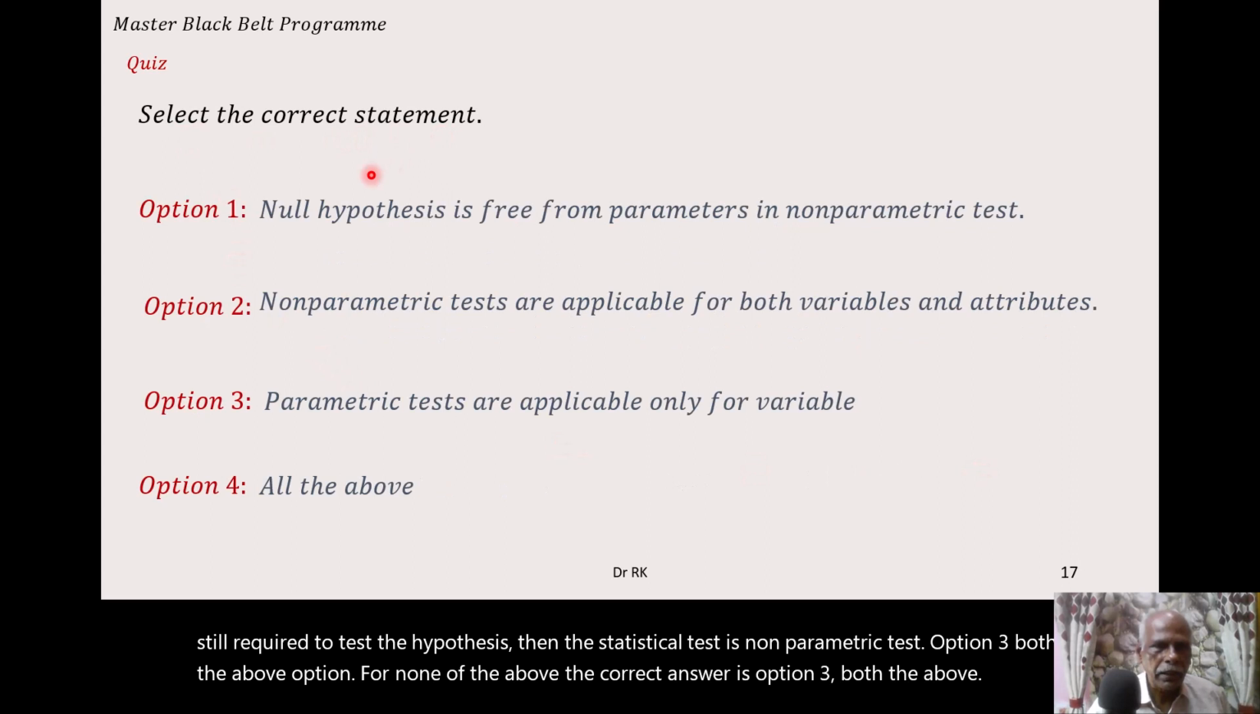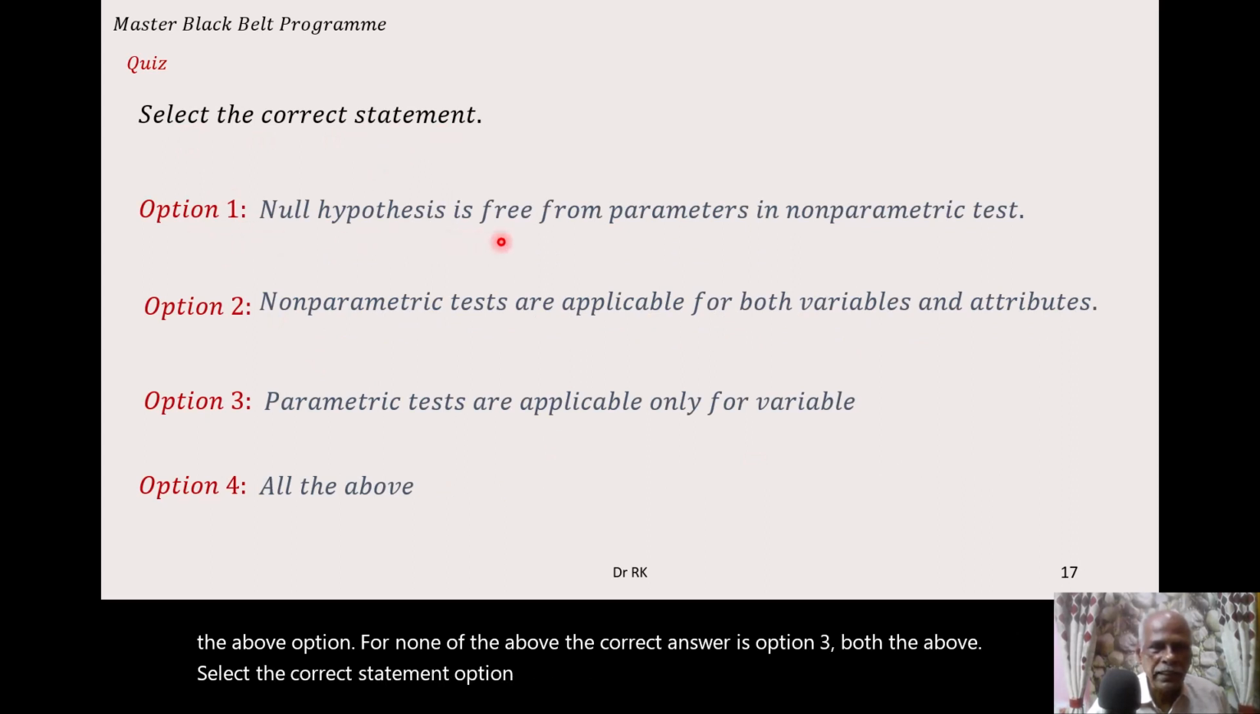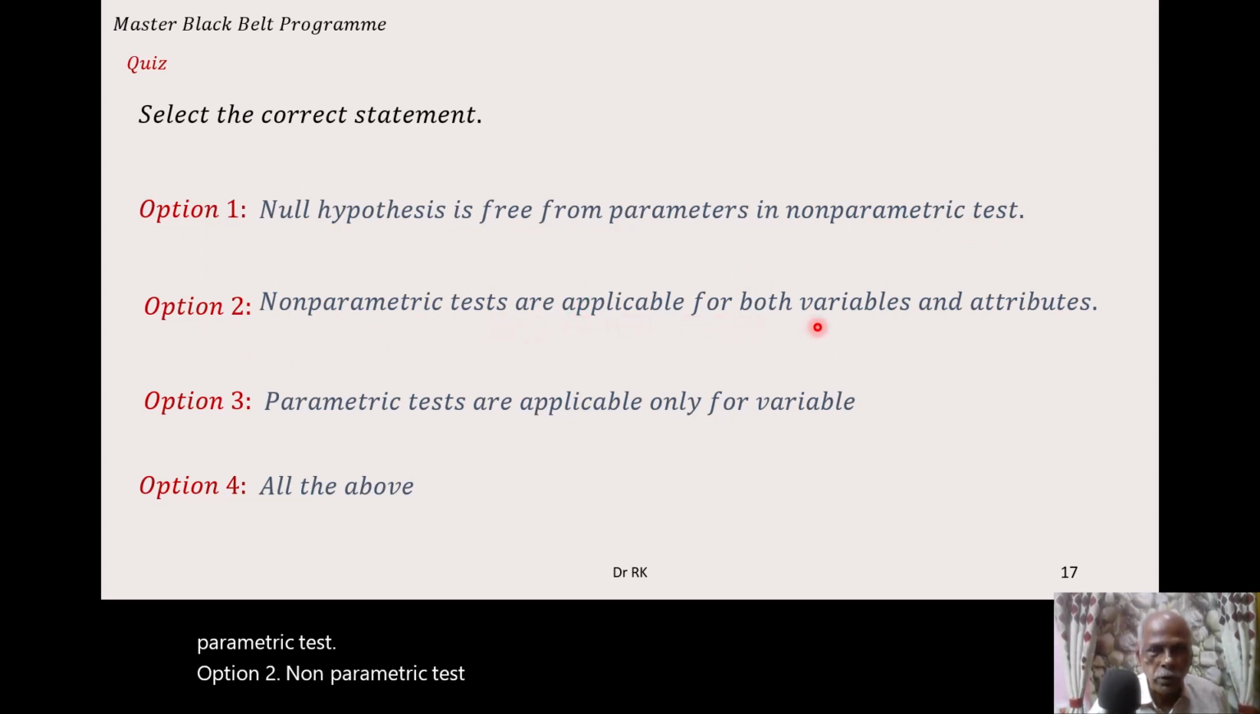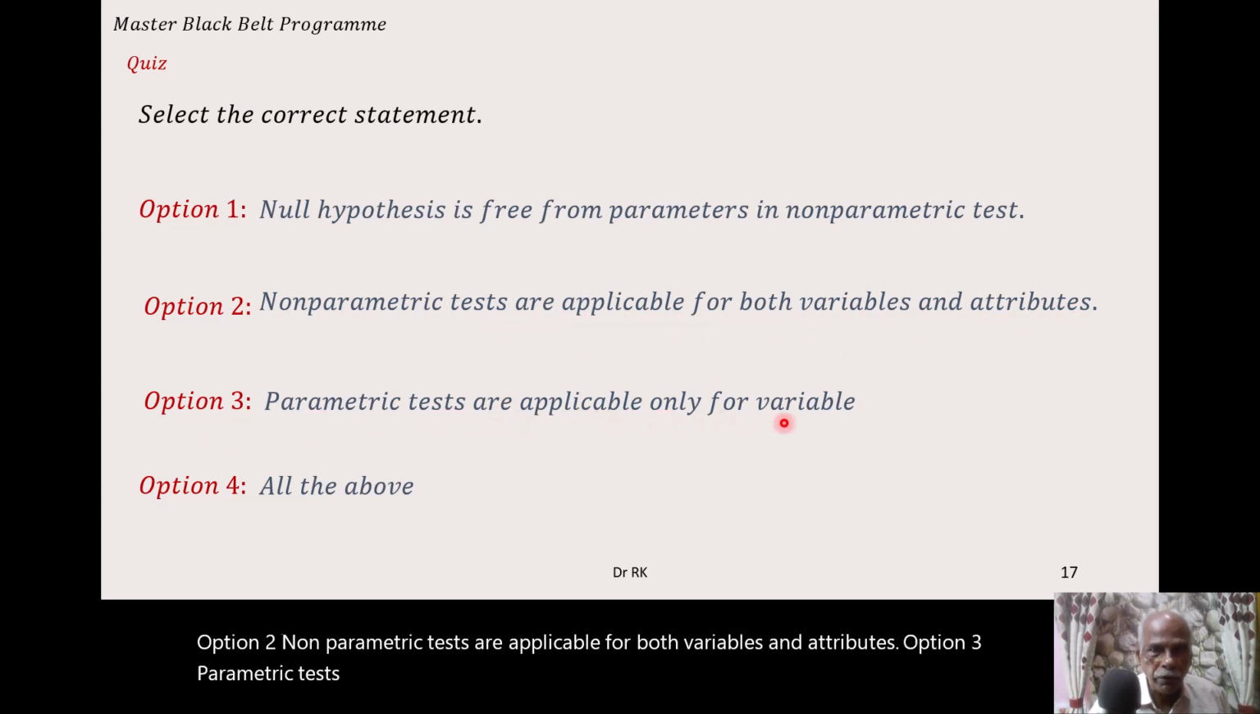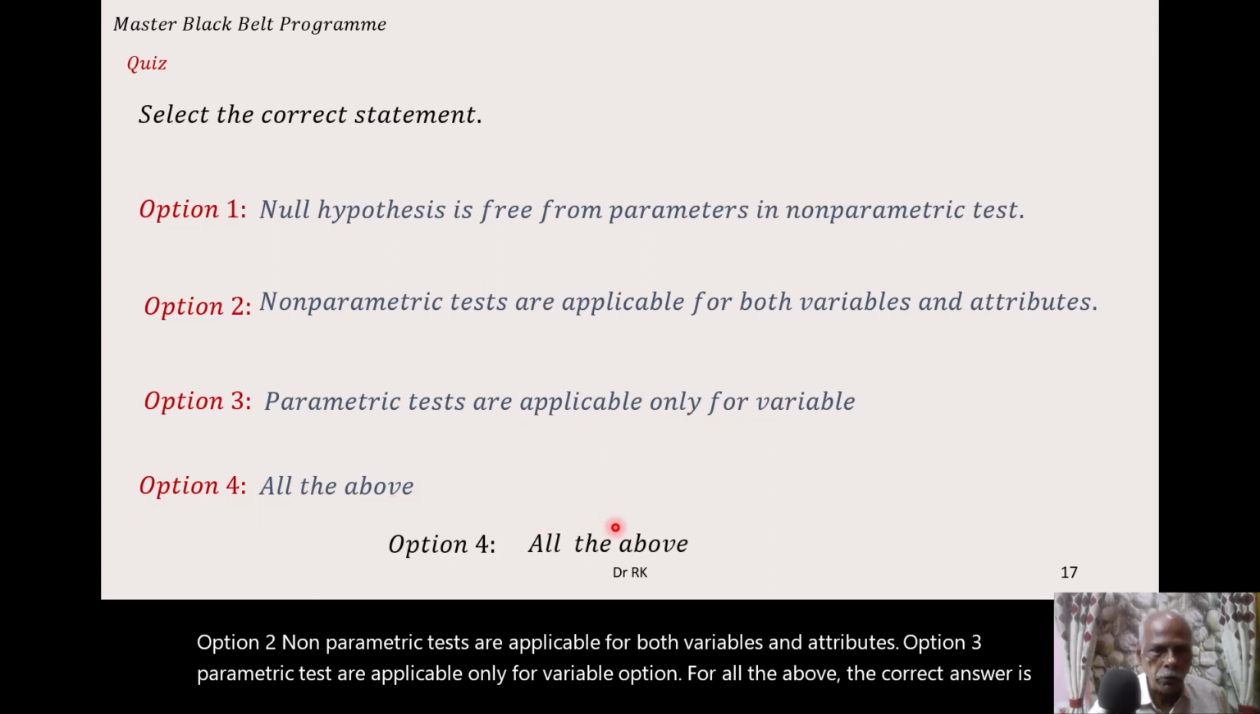Select the correct statement. Option 1, null hypothesis is free from parameters in non-parametric test. Option 2, non-parametric tests are applicable for both variables and attributes. Option 3, parametric tests are applicable only for variable. Option 4, all the above. The correct answer is option 4, all the above.